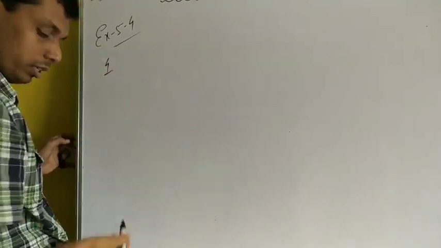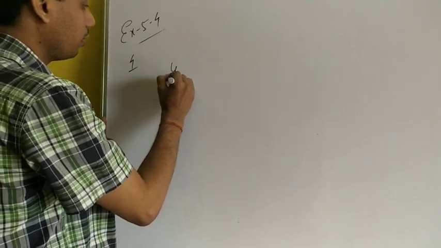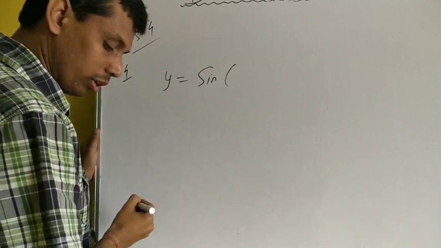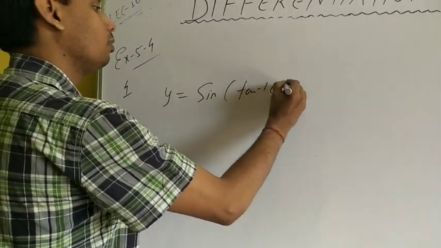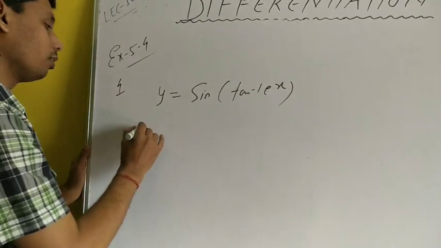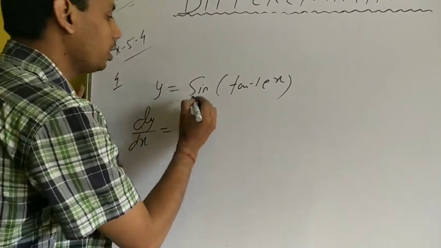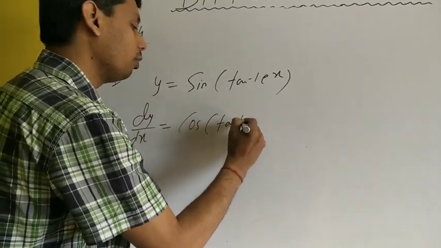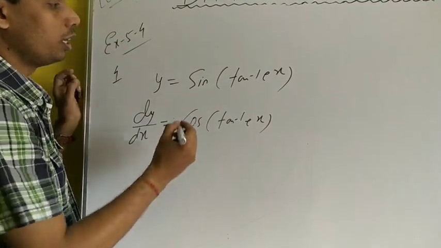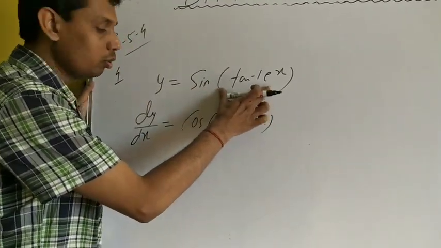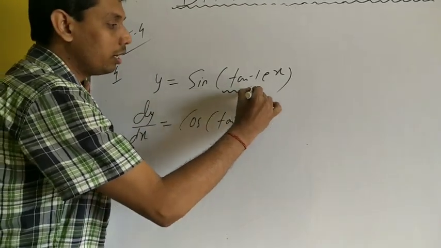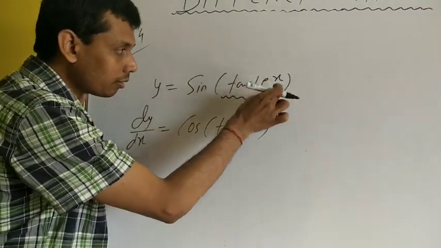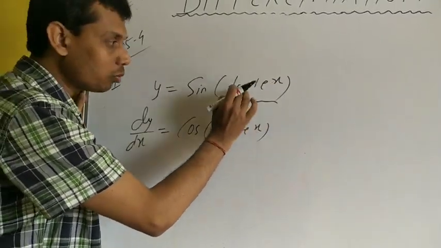Now question number 4. In the fourth question, it is given that y is equal to sine of tan inverse e to the power x. We have to differentiate this. Now again apply the chain rule. Dy by dx, differentiation of sine theta will be equal to cos theta. So cos tan inverse e to the power x. This is our theta. Now next to it, we differentiate this tan inverse x. This e to the power x is representing x for this tan inverse.